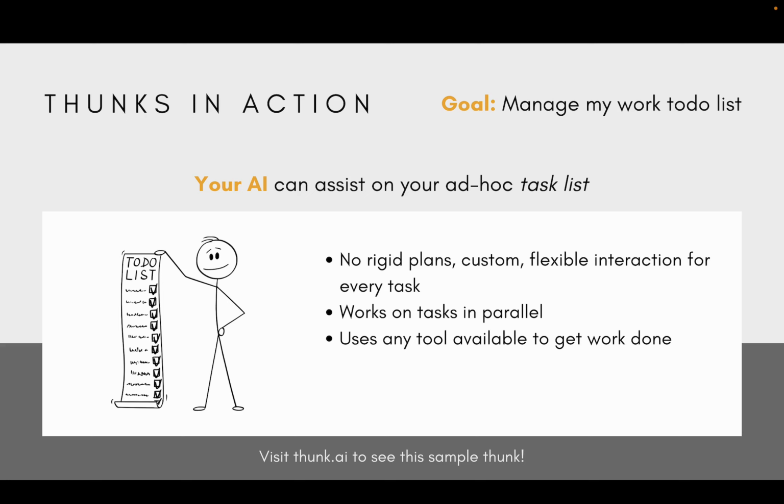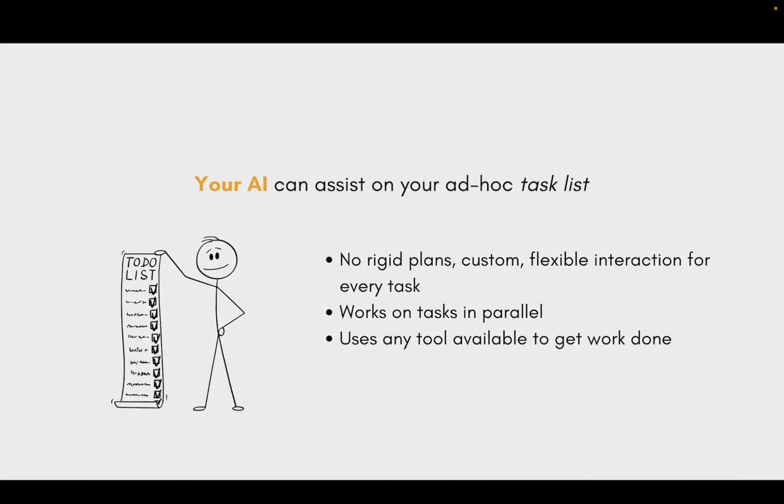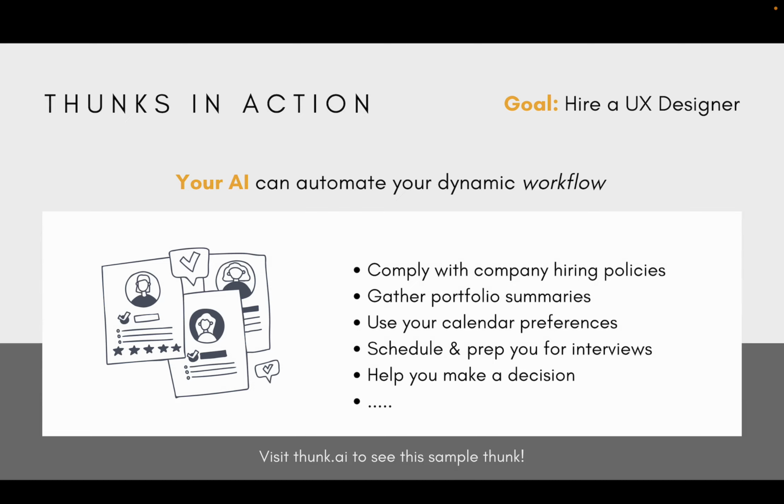Let's look at a more complex workflow Thunk, in this case one for hiring. Your AI is capable of generating and executing a hiring workflow with your guidance. Here are some things you will find as your AI moves candidates through a dynamic pipeline of work. It can automatically fetch company policy and use it for drafting job requirements, find candidates and summarize portfolios, use your calendar preferences to schedule interviews with people, and even help you make hiring decisions.